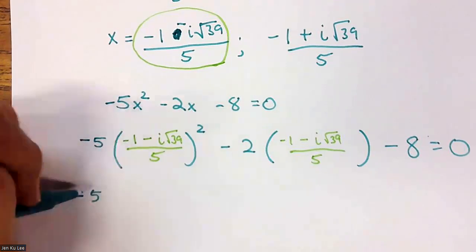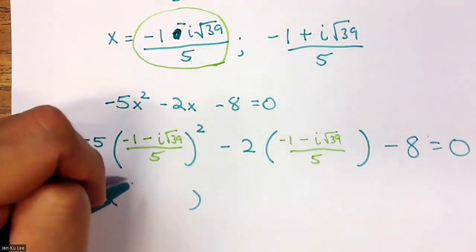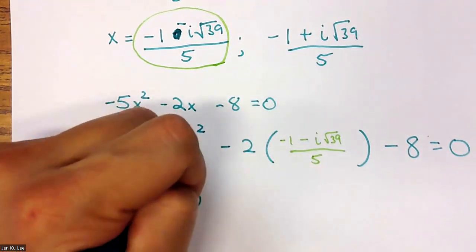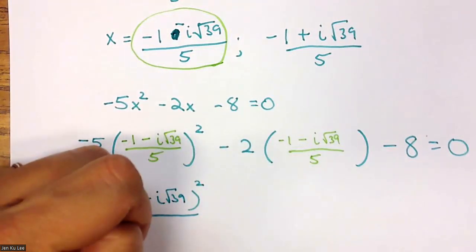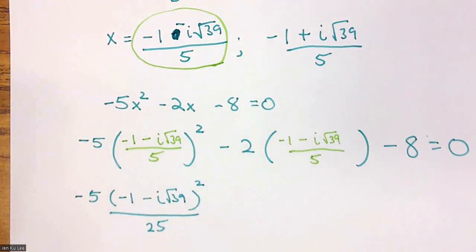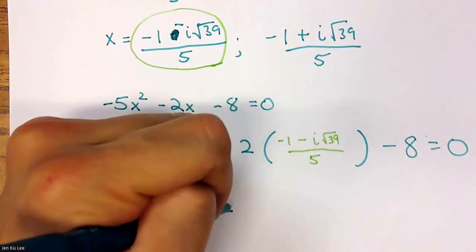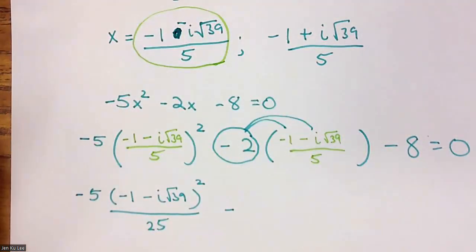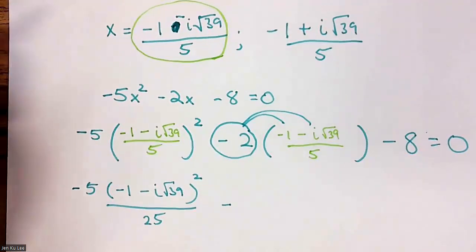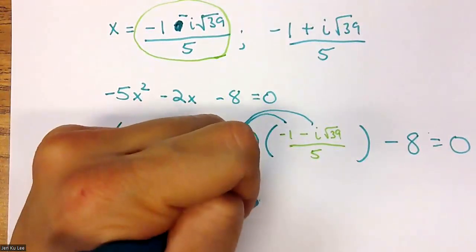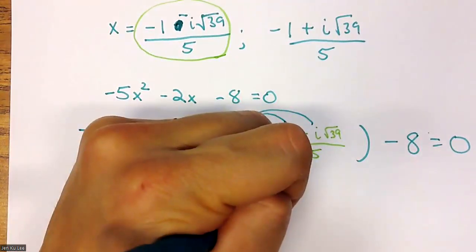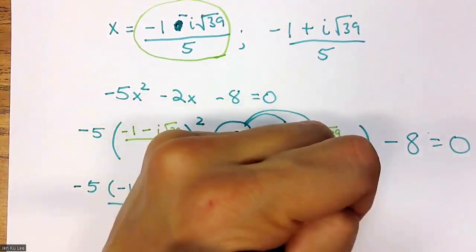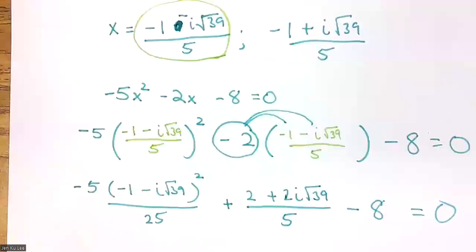So this would be negative 5 times negative 1 minus i square root of 39, squared, over 5 squared is 25, minus, I'm going to distribute the negative out there. So that's positive 2 plus 2i square root of 39 over 5, minus 8 equals 0.